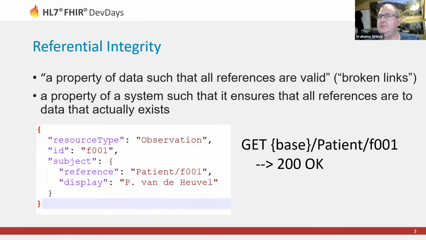So referential integrity, from Wikipedia, is a property of data such that all references are valid, or in a FHIR or RESTful context, there are no broken links. I prefer to think of it as a property of a system that ensures that references are to data that actually exists. In practice, that means that if you have an observation that has a subject, which is patient/F001, and you do a GET on the base that you got that observation from, if you do a GET for patient/F001, you will get a patient back, 200 OK. You will not get a 404 not found. And that's what referential integrity effectively is at a FHIR level.